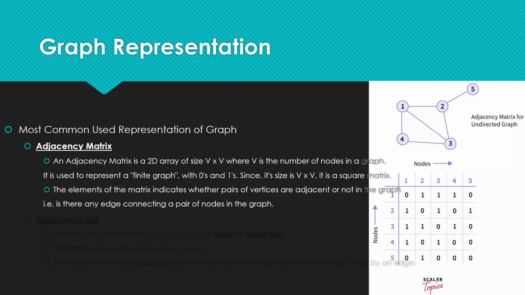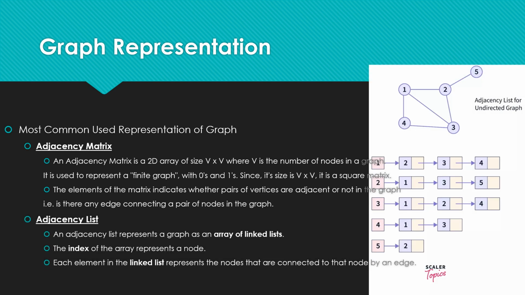Now, the other format of representation of the graph is the adjacency list. An adjacency list is a representation of a graph as an array of linked lists. The index of the array represents a node. So we have node 1, node 2, node 3, node 4, node 5. Those are the indices, and at the same time they are nodes. So for example, this node 1 is this node.